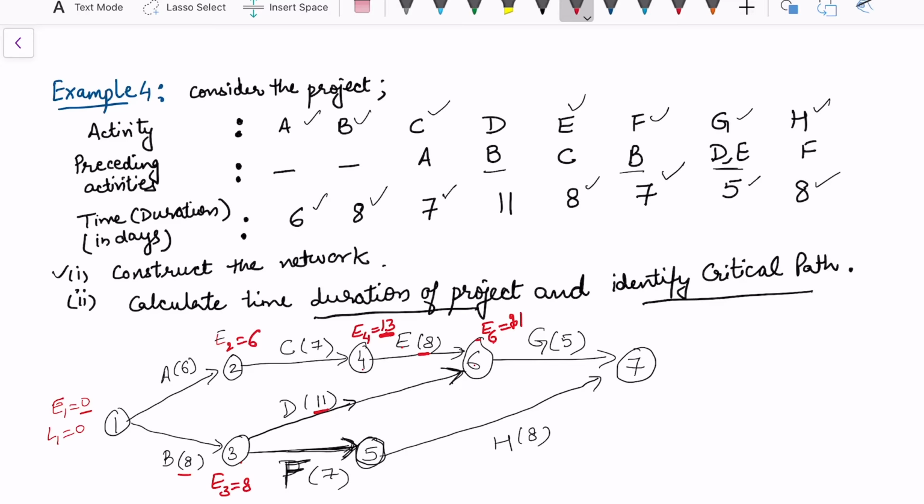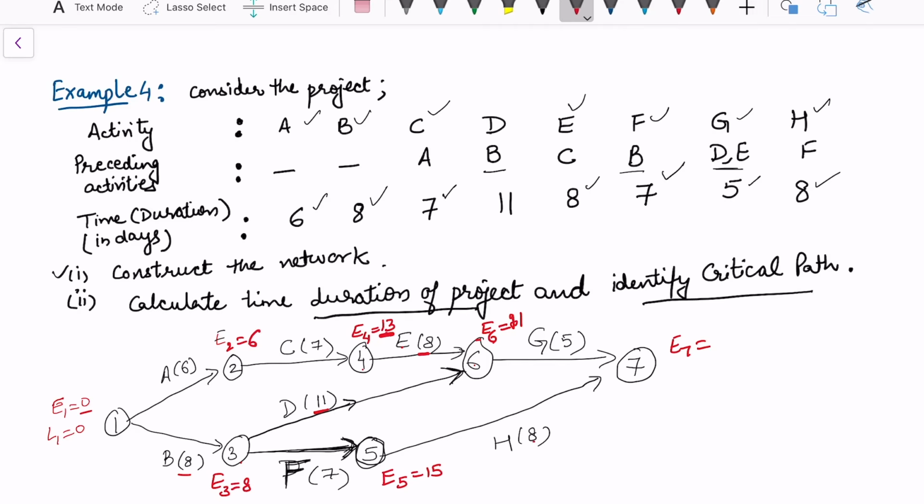And then for the fifth node, E8 plus 7. So this is 15. So E5 is 15. And E7 is 15 plus 8, so this is 23, and 21 plus 5, so this is 26 days. So we take the maximum and hence we calculate the earliest starting time of the last node. So this also gives me the total time duration of the project.